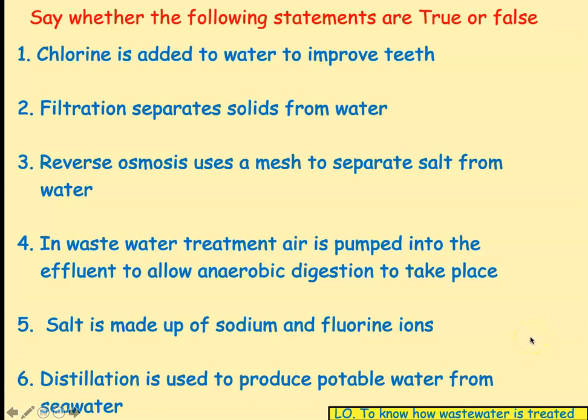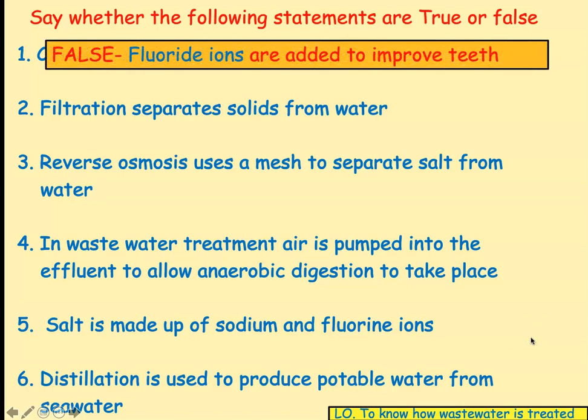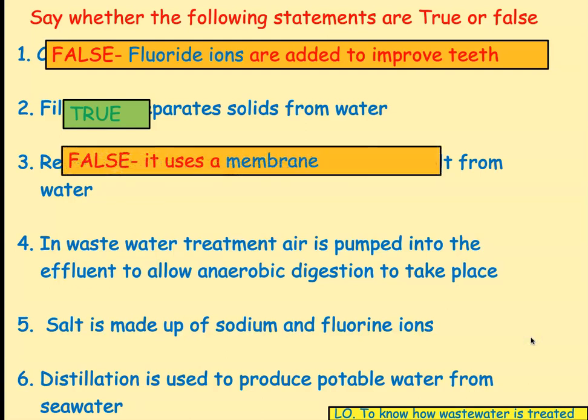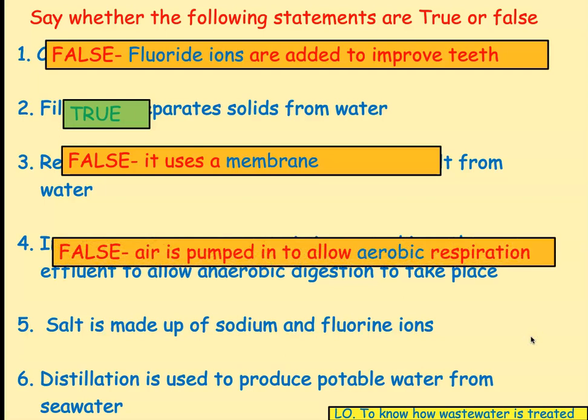Okay, so chlorine is added to water to improve teeth. That's false. It's fluoride ions that are added to improve teeth. Filtration separates solids from water. That's true. Reverse osmosis uses a mesh to separate salt from water. That's false because it uses a membrane. In wastewater treatment, air is pumped into the effluent to allow anaerobic digestion to take place. That's false because it is pumped in to allow aerobic respiration to take place.